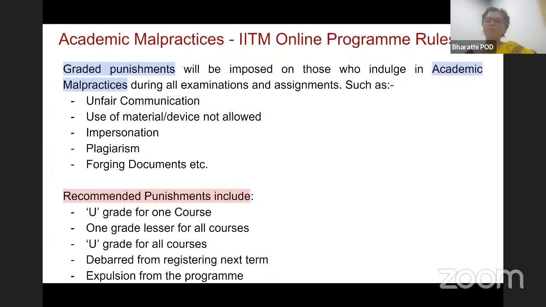Impersonation, plagiarism, copying from somebody else's assignment, somebody else's project, somebody else's whatever submission they're doing, that is plagiarism. Forging documents and submitting incorrect documents to us. So all of these come under malpractices. The recommended punishment, like I said, is U grade for one course, U grade for all, debarred for 1 or 2 terms, and removed from the program.